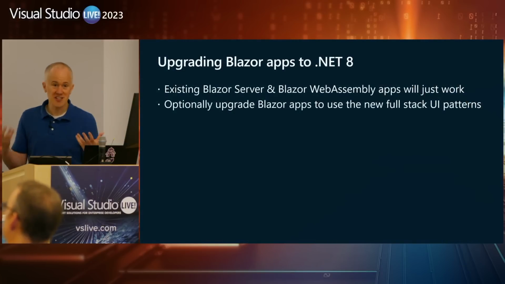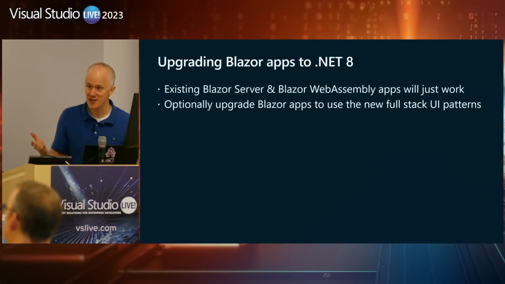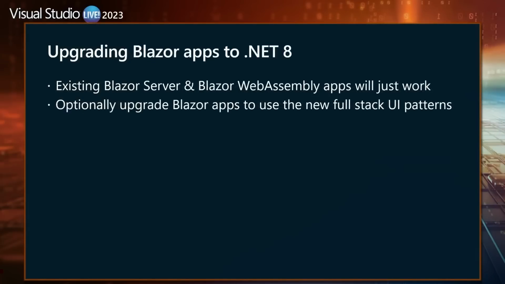All right, what if you have existing Blazor apps? How do you upgrade them to .NET 8? Well, the good news is it's trivial. You just retarget your app to .NET 8, update any NuGet packages to the .NET 8 versions, and they will just work. You don't have to change any code. Your existing Blazor server and Blazor WebAssembly apps are still supported and will be completely functional.